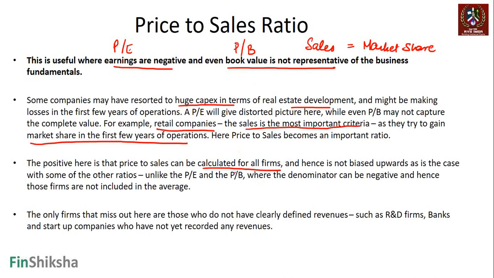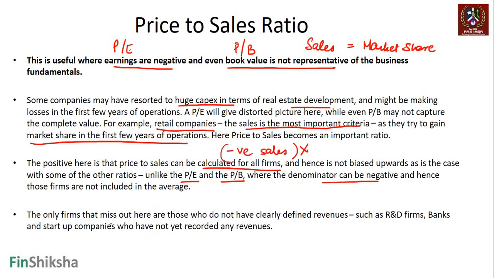The bigger positive here is that it can be calculated for all firms and it's not biased. Why is it calculated for all firms? Because you cannot have negative sales. Negative sales is not a possibility. You don't give money to people to take your product or service. Typically, you will have zero sales or positive sales. So that's simple, and hence the average is not skewed, unlike PE or PB, where the denominator can be negative, and those firms are not really included in the average properly.